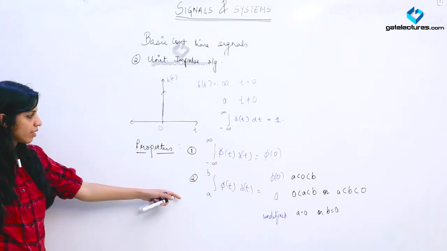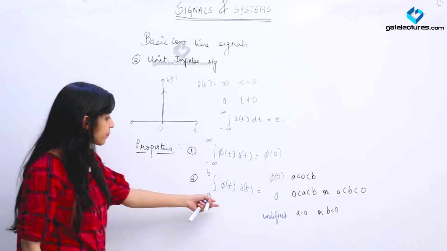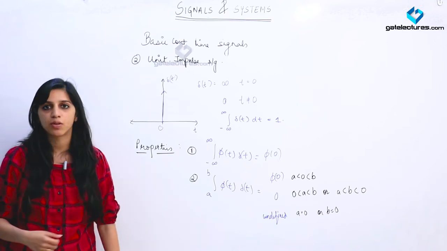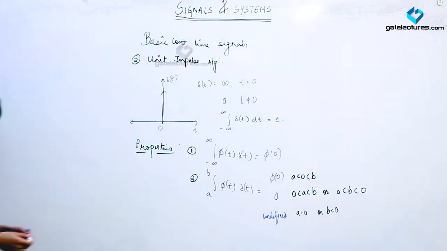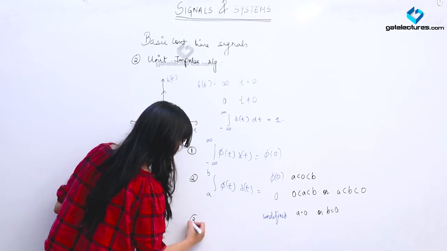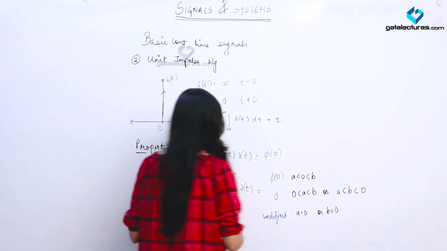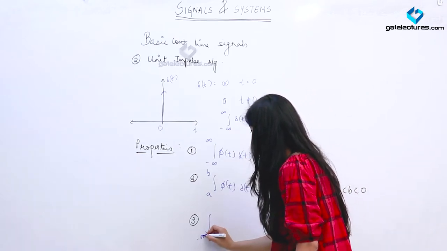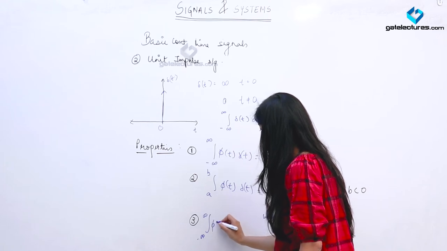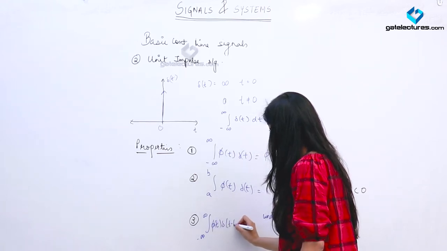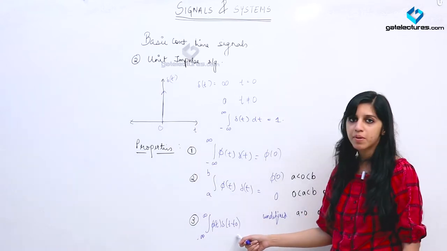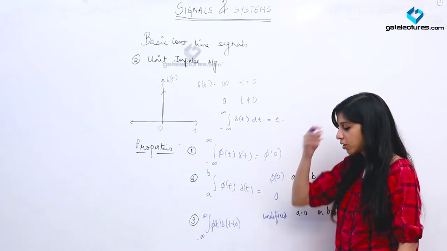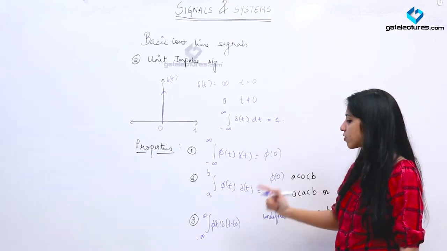So this is one property that we use, also known as the shifting property of the impulse function. The next property: we take a similar kind of integral, but now we consider a shifted impulse function. This impulse function exists at a single point, which is t equal to t naught.